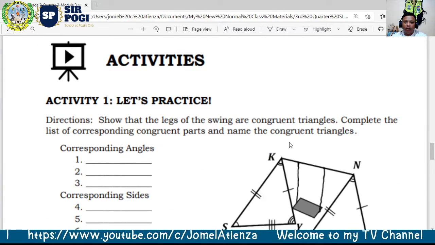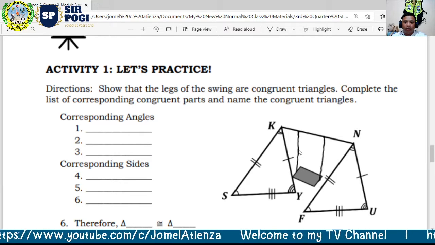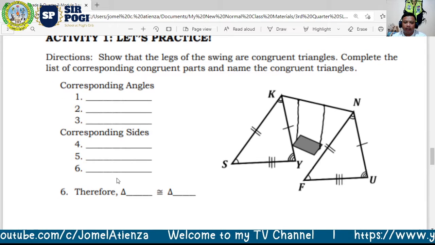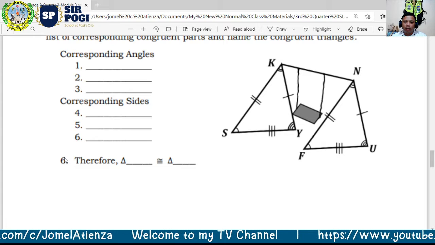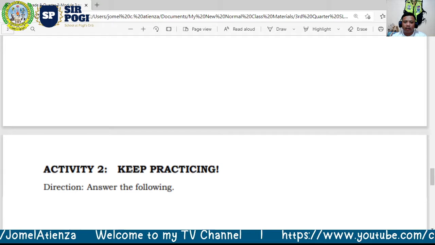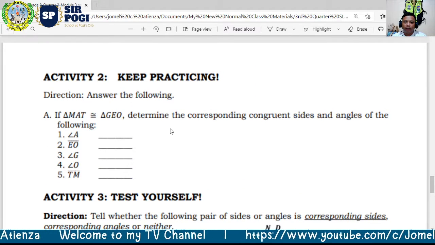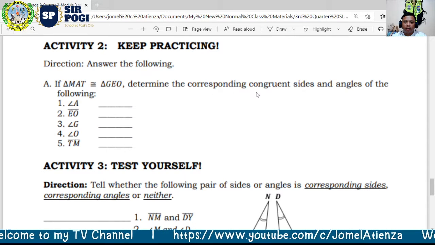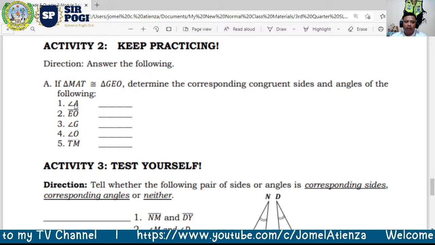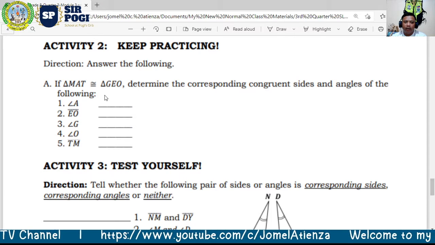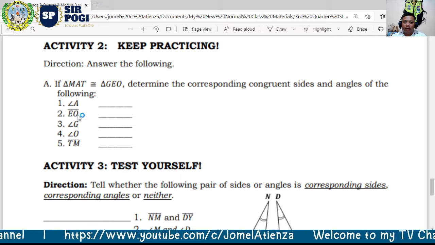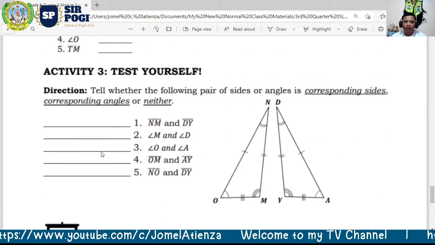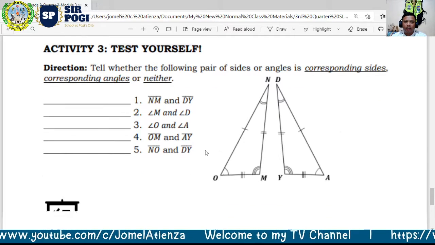For our activity, this is what you will do. For example, we have a seesaw here. You are going to identify the corresponding angles and sides, and then write the conclusion if the two triangles are congruent. For activity number 2, keep practicing. If triangle MAT is congruent to triangle GEO, determine the corresponding congruent sides and angles. Angle A corresponds to angle E, and so forth. For segment EO, which one corresponds to it? For activity number 3, test yourself. Corresponding sides only.